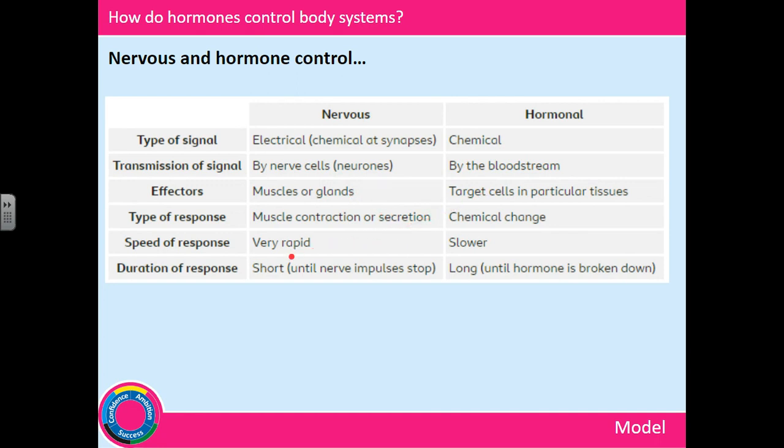The speed of the response is very different. Your nervous system is very, very quick. Your hormonal system, however, is very slow. However, the duration of the response, although your hormones take longer to respond to something, the effect lasts a lot longer. Whereas in the nervous system, those messages get around your body very, very quickly, but the duration of that response is very short.